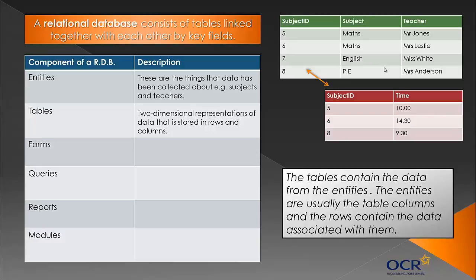So what I've said is the tables contain the data from the entities. The table does contain the data from the entities, stored in rows usually. So usually the column headings are the entities and the rows contain the data associated with them. So that's what I assume they mean by the relationship. I may not be looking into this as deeply as they want, but hopefully that's what they mean.